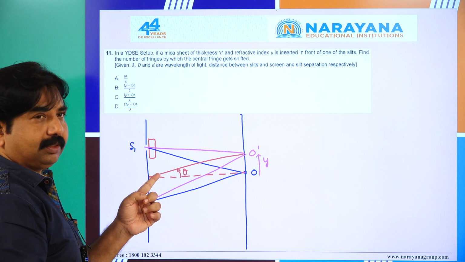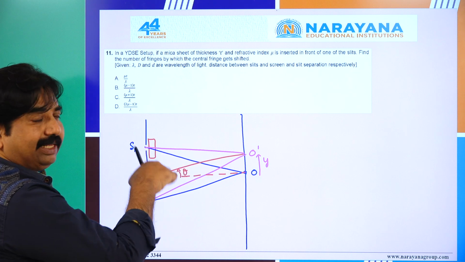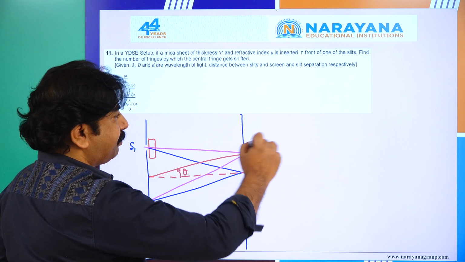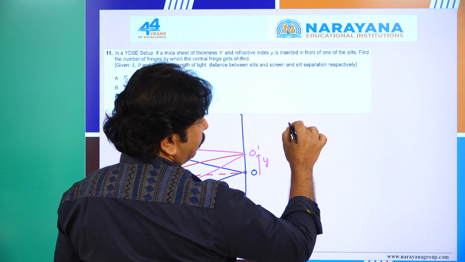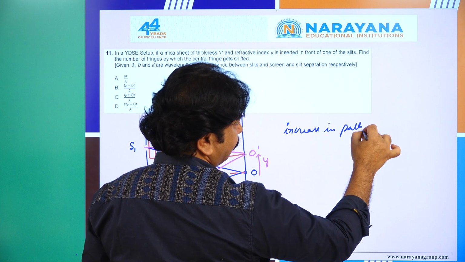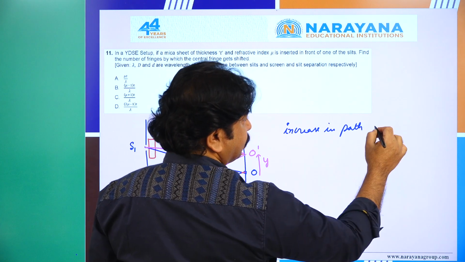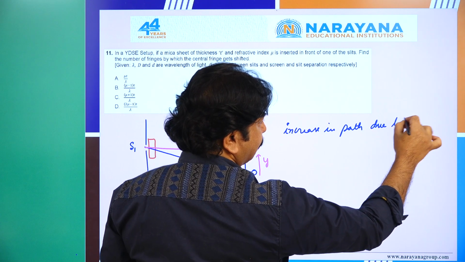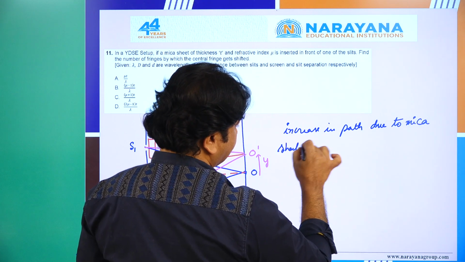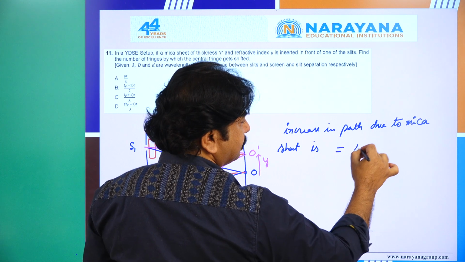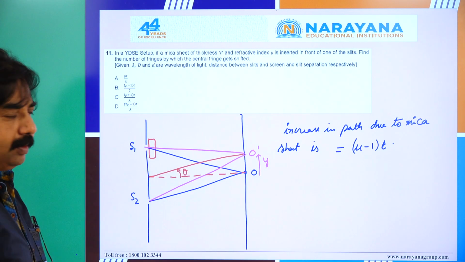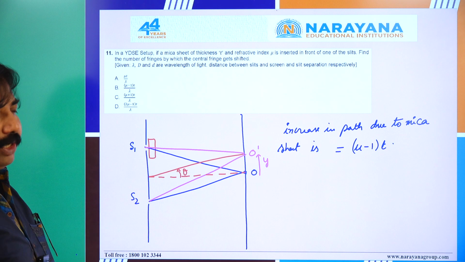But due to the mica sheet, what will happen? Certain path will increase. The path will increase due to the mica sheet. So what is the increase in path due to mica sheet? What is the value? That is (mu minus 1) into t, that is the increase in path due to the mica sheet.